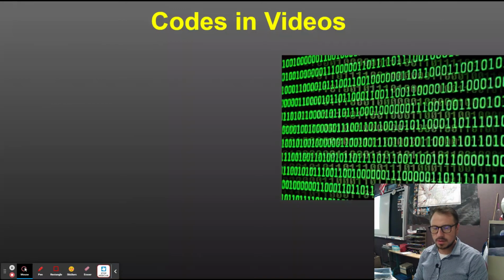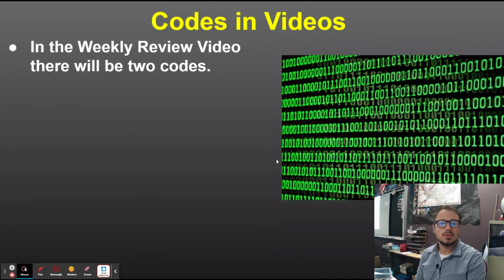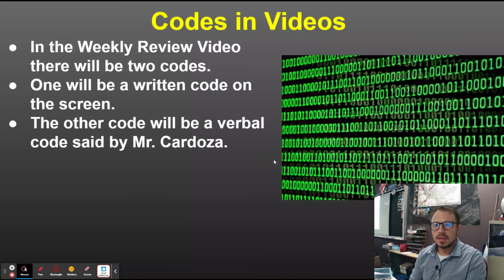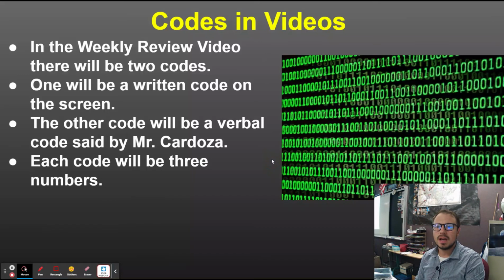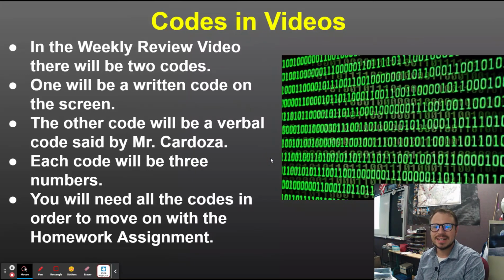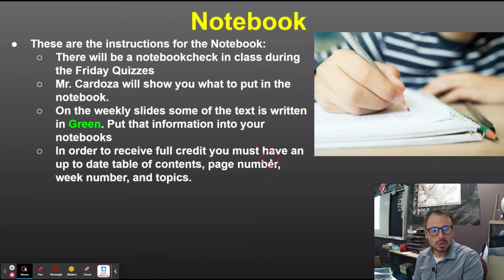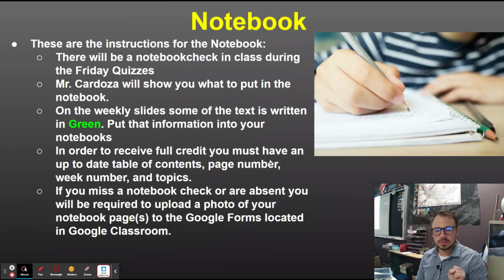So just remember that in these videos, there are two codes. One will be a written code that will come up on the screen. The other code will be a verbal code said by myself. Each code will be 3 numbers, and you will need all the codes in order to move on with the homework assignment. So when you are looking at these slides, or watching these videos, write what is in green. That information is like the important part.